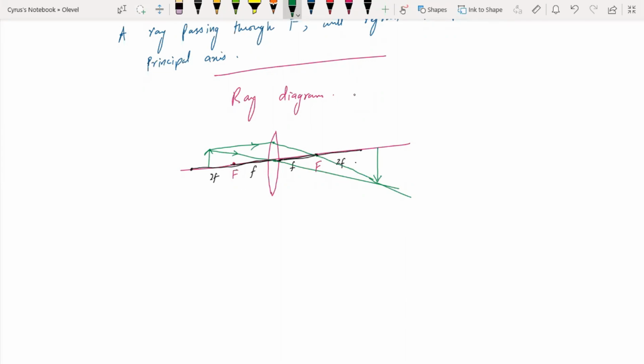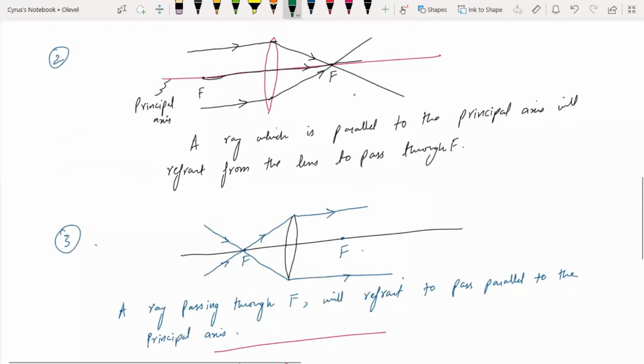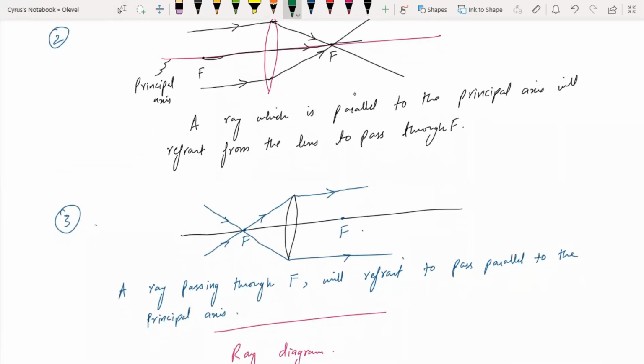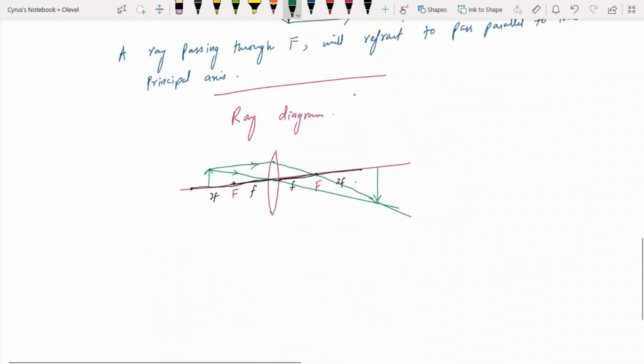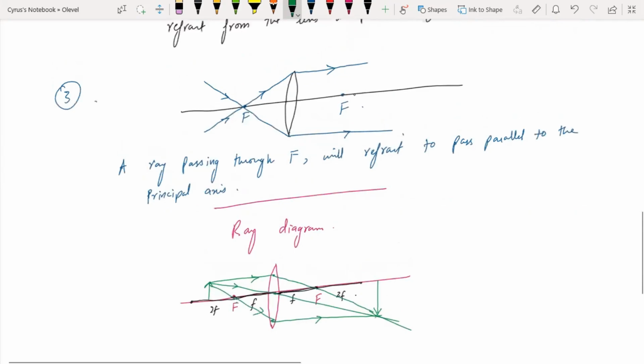So rule number 3 was what? That if a ray is passing through f, it will refract to pass parallel to the principal axis. ये देखिए, अगर f से पास करे तो parallel हो जाएगा. तो मैं यहाँ पे अगर इसको f से पास करवाऊं तो ये जाके उसके बाद ये इस तरह से, ये देखिए exactly उसके हेड पे जा रहा है. यहां से f से पास किया और यहां से जाके ये पैरेलल हो गया. This is rule number 3.